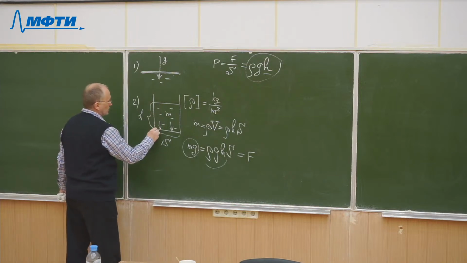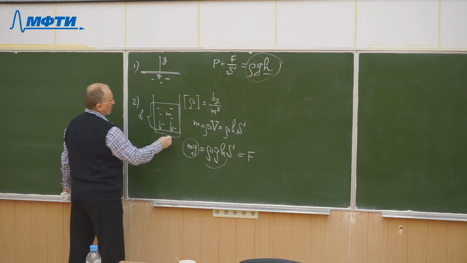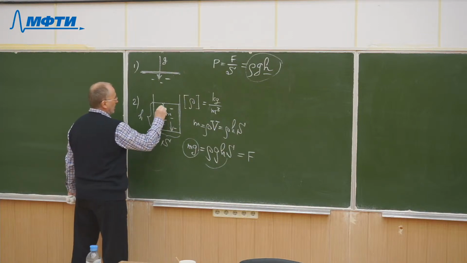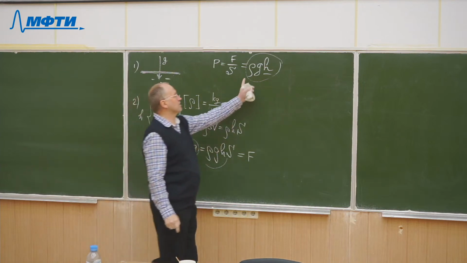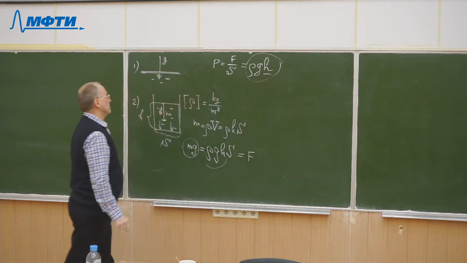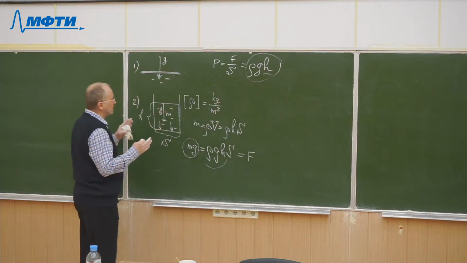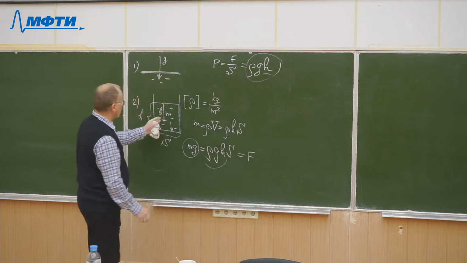I have taken h equal to the whole depth of this liquid, but I could have taken h as something like this. And at this point, at the depth h, the pressure of liquid will be calculated by this formula. That is the force acting inside the liquid on the unit area, whatever area you choose.